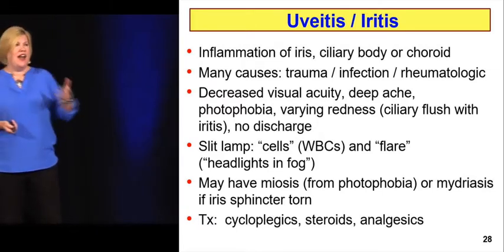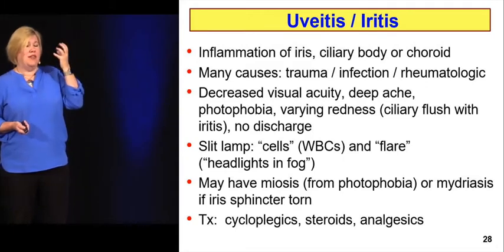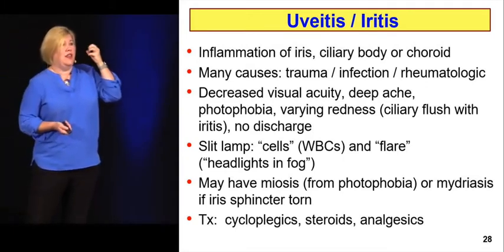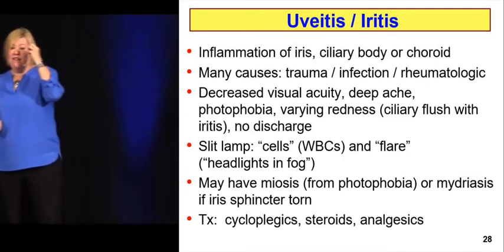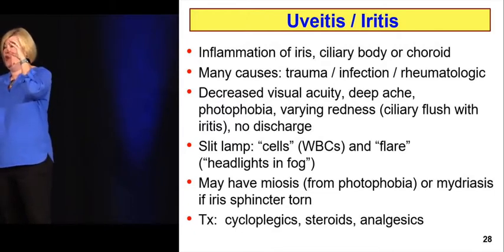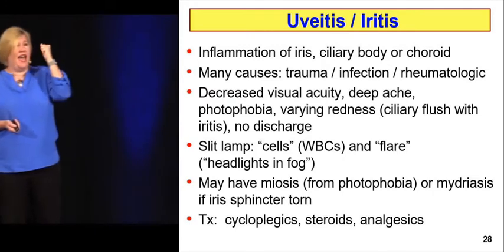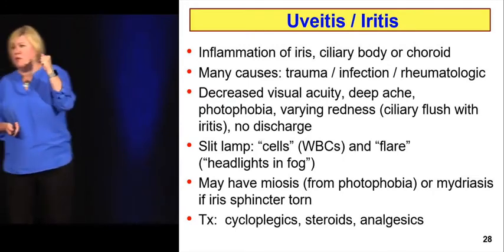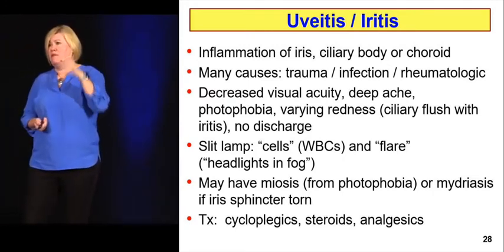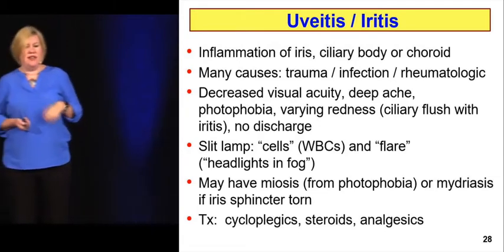So, for example, if they got hit in the eye with a ball or something and they tore their muscle, then they might have mydriasis if the sphincter is torn. But often, clinically, iritis, if it's not traumatic, may actually have a miotic pupil, a small pupil. So it can either have a small pupil or a big pupil and still be iritis, depending on the etiology.